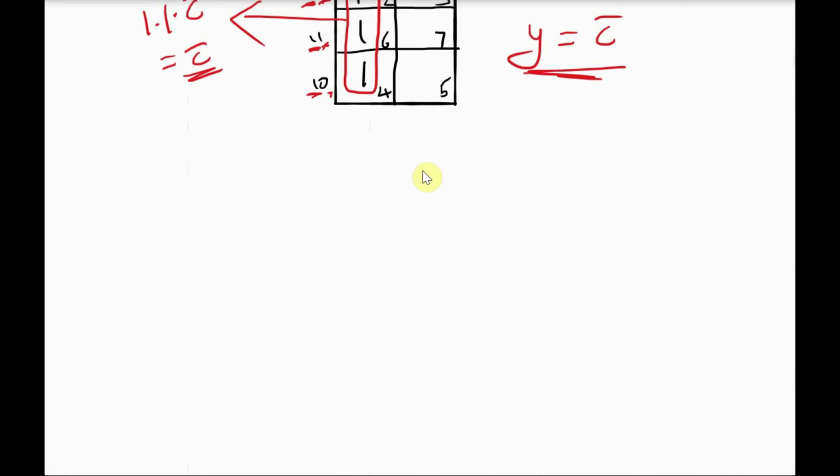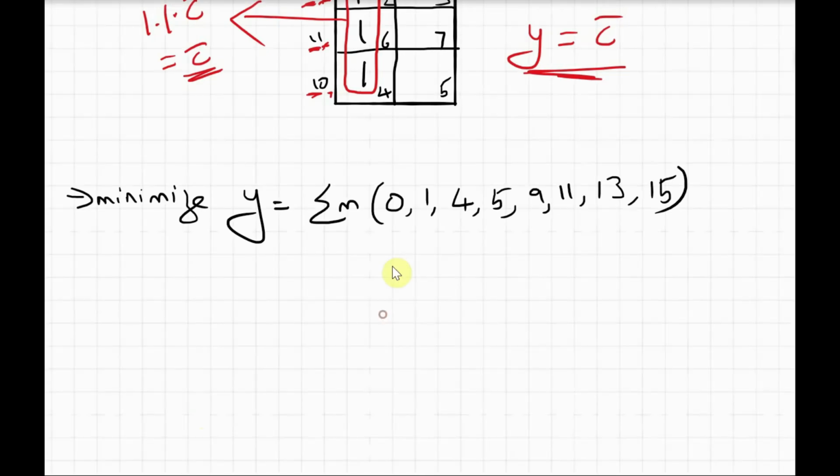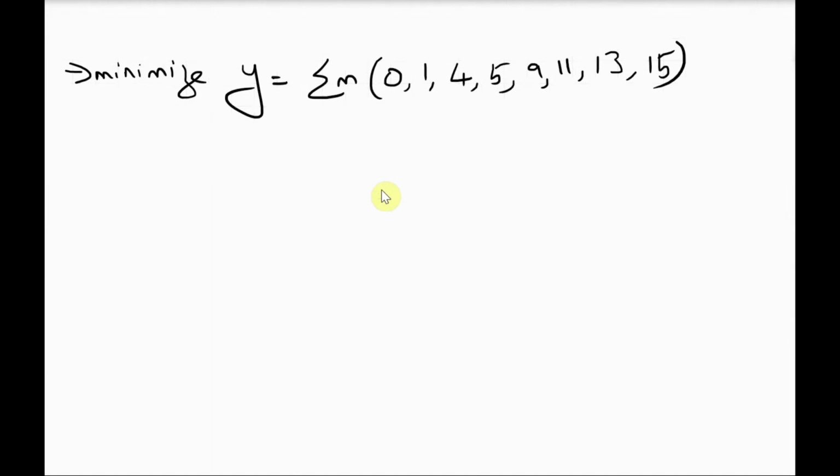We will see another example. Minimize y is equal to sigma m of 0, 1, 4, 5, 9, 11, 13, 15. Since 15 is the largest number in the given min term, and to represent 15 in binary we need 4 bits, 1, 1, 1, 1 is 15. Therefore, we need a 4 variable kmap.